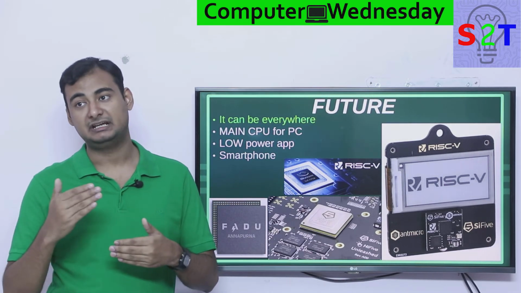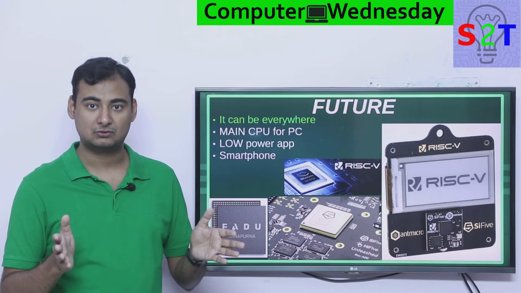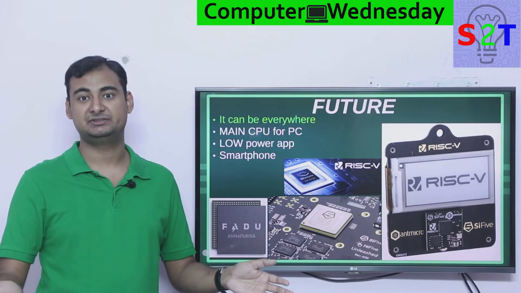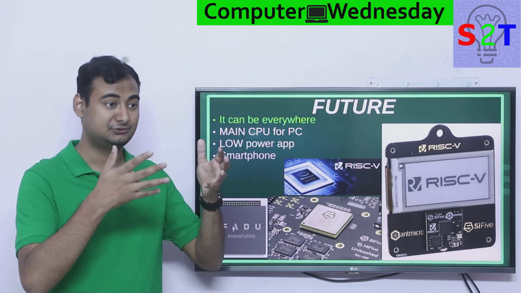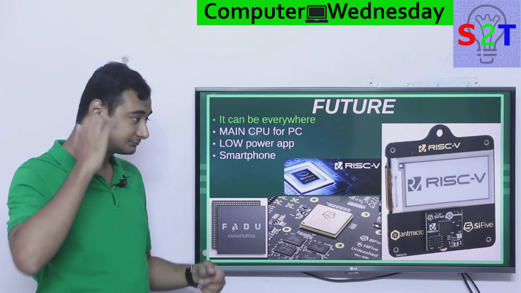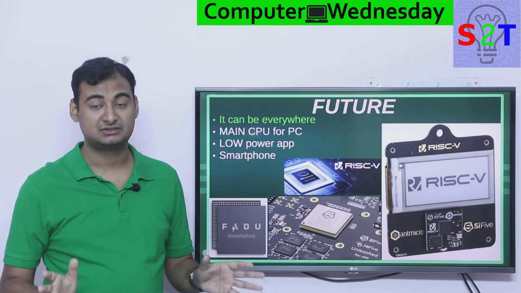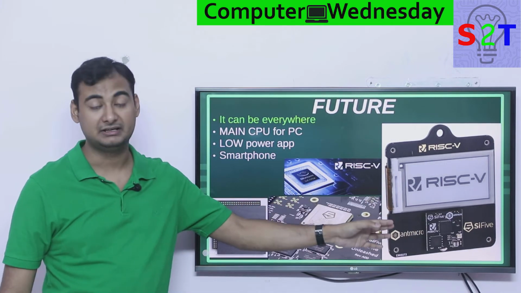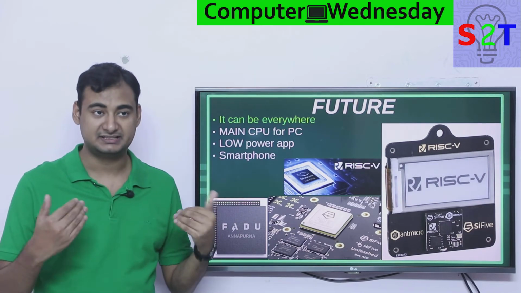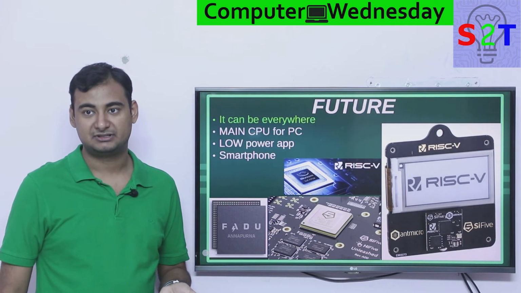Even NVIDIA is also opening up their Tensor Core architecture, and they're like, okay, use this architecture to make your AI. Everybody is using it, and it's free, it's open. There are YouTubers who are using this sort of architecture. So it can become the next big thing. Basically, this architecture, RISC-V, can become the next big thing. It can be everywhere because it's designed to be the main replacement of x86.